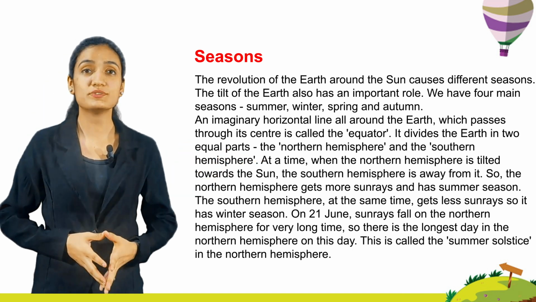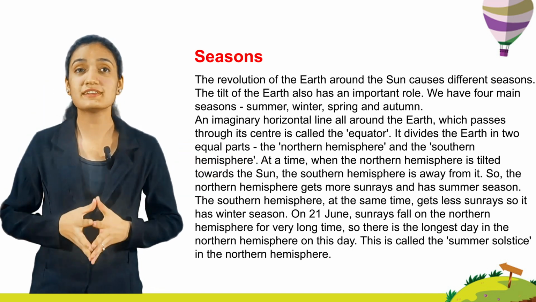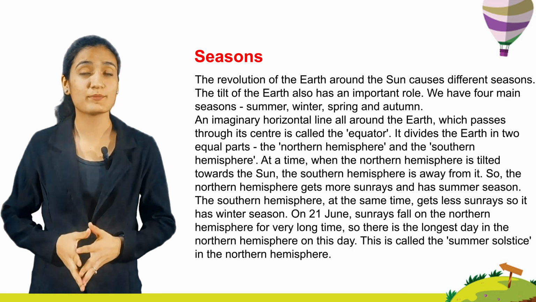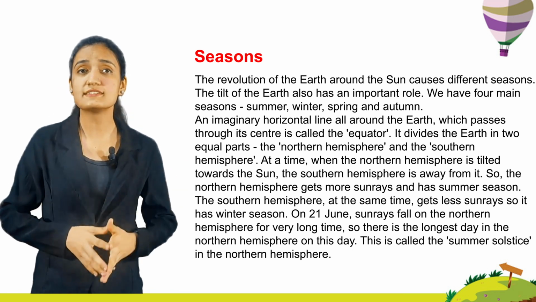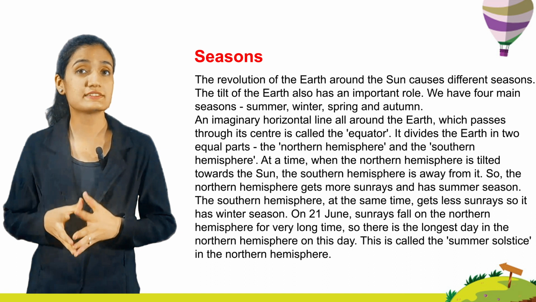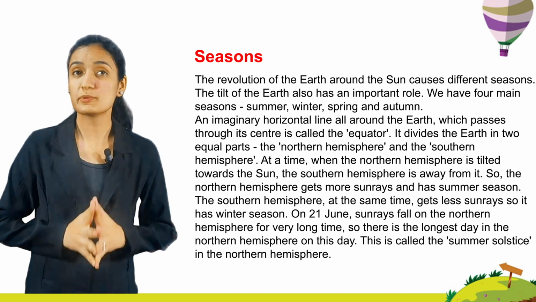On 21st June, sun rays fall on the northern hemisphere for a very long time. So there is the longest day in the northern hemisphere on this day. This is called the summer solstice.